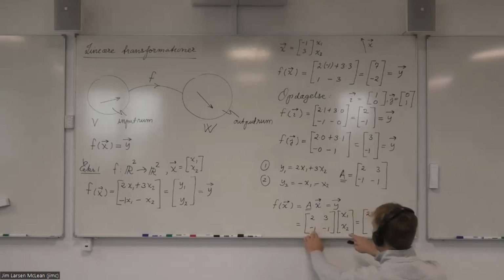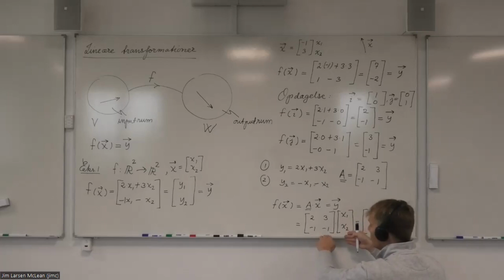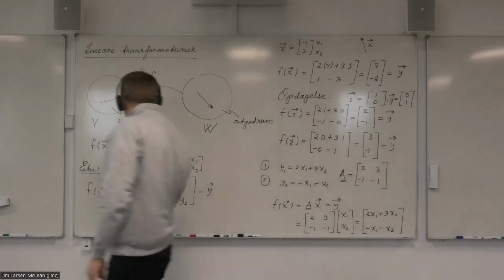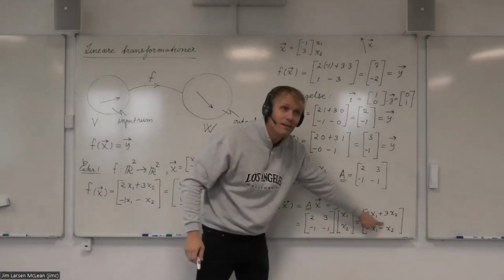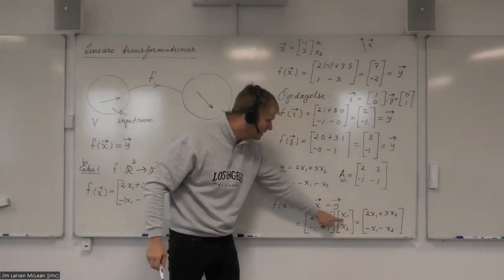And here, when I take the second row and this column and dot it with that, then I get minus x1 minus x2. Then you can see that what I came up with over here was written here. That is exactly what I get here when I multiply a suitable matrix by the input vectors.